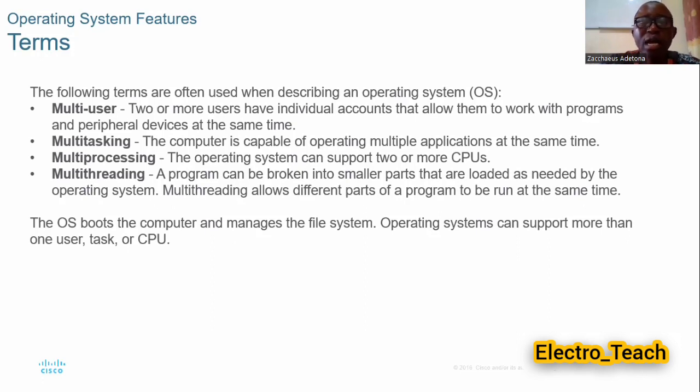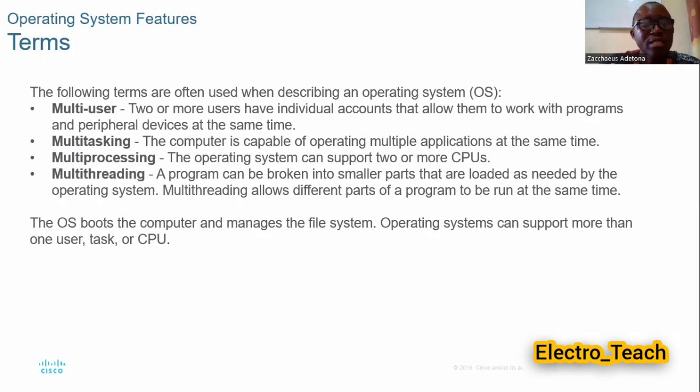Multithreading. A program can be broken into smaller pieces, and then several threads in the operating system can take them one by one and execute the program. So when the program is broken into smaller parts, they are loaded as needed by the operating system. And then multithreading allows different parts of a program to be run at the same time, and that makes the operation of the computer faster. So when a CPU is capable of hyper-threading, multithreading will also be needed from the operating system to feed the CPU programs to execute.